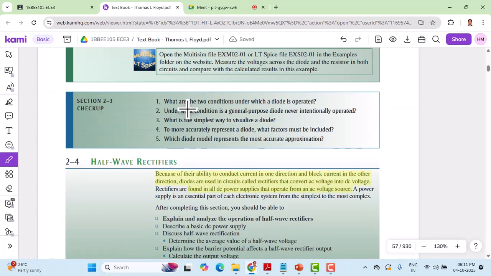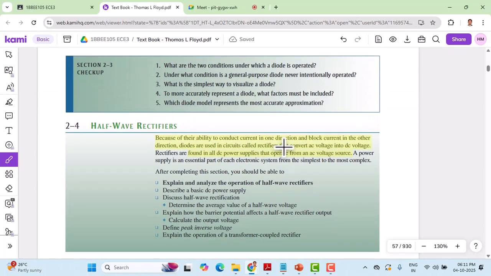Okay, now let us move on to the rectifiers. This is a typical application of a diode, which is the half-wave rectifier. We already know that a diode conducts in one direction and blocks current in the other direction. The major application of a diode is the rectifier circuit, which converts AC voltage to a DC voltage.